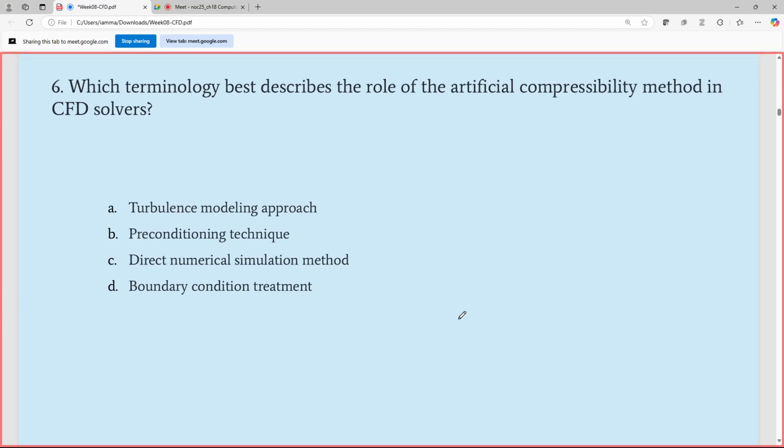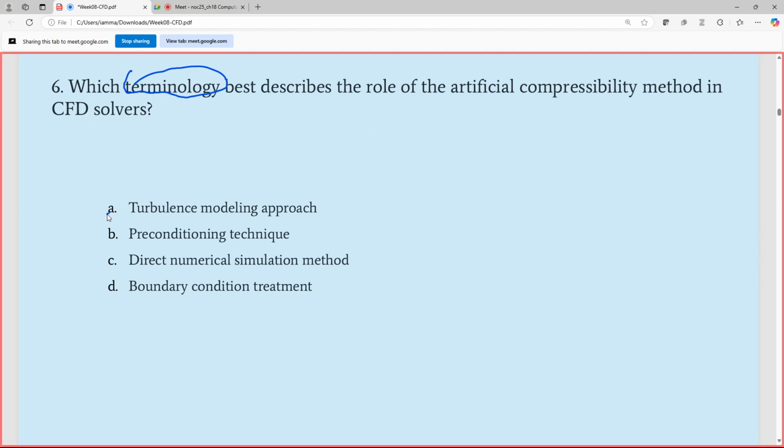Moving on to the next question. Which terminology best describes the role of the artificial compressibility method in CFD solvers? So the umbrella term or the category of the artificial compressibility method is being asked in this question. So what is the role of the artificial compressibility method in CFD?